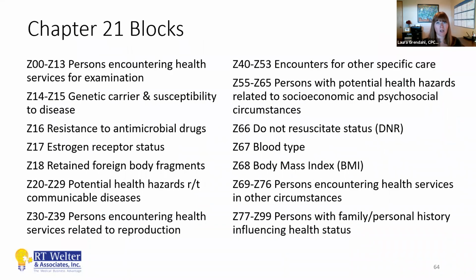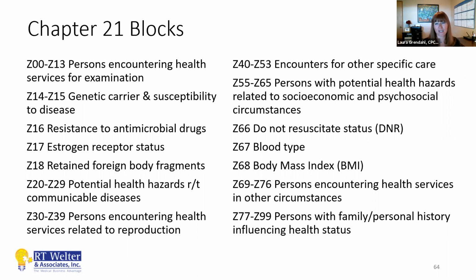Your Chapter 21, here are your blocks. So everybody, if you're not fully aware, when we talk about ICD-10 codes, we have codes that are 3 to 7 digits. Our 3-character codes are considered categories. Our 4 and 5 and past that are considered subcategories. So when we look at this, we're looking at our blocks. So let's look at code Z40 through Z53, encounters for other specific care. Those are our categories.